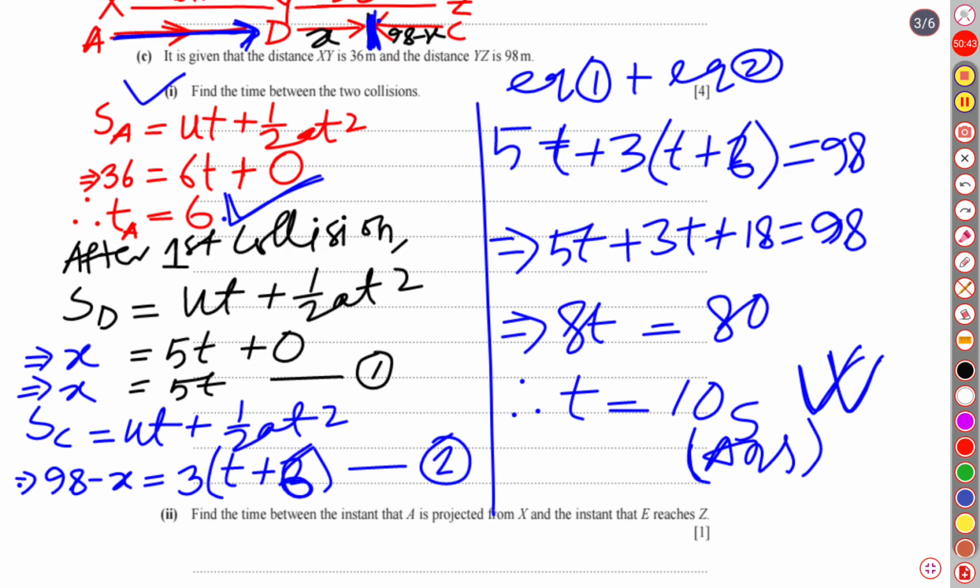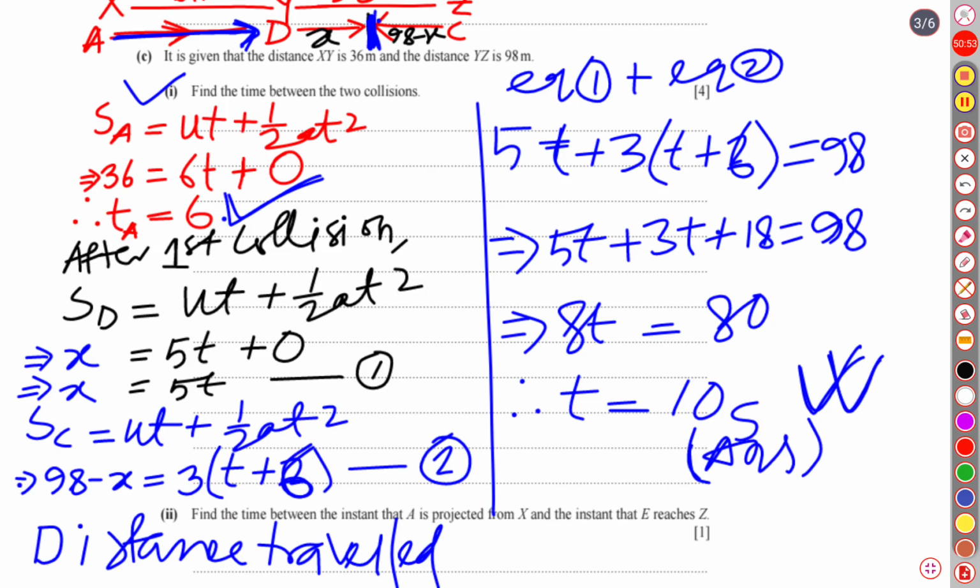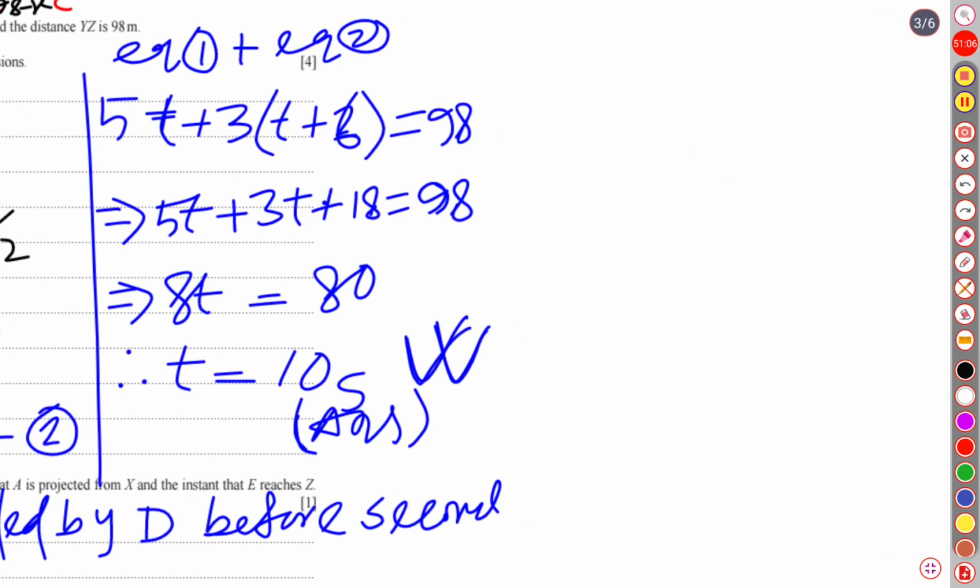Distance traveled by D before the second collision. So what is the distance traveled by D before the second collision?